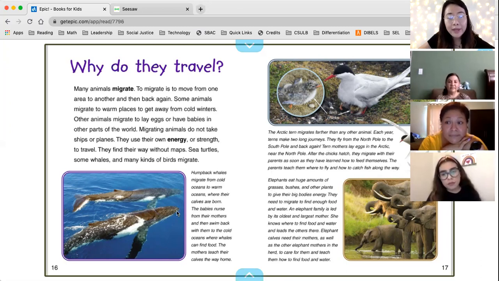Wow, I love how you're paying attention. Don't forget to look at the pictures and the labels to see if that adds to any of our understanding. And we're still looking for, what word is Miss T reading over and over again?